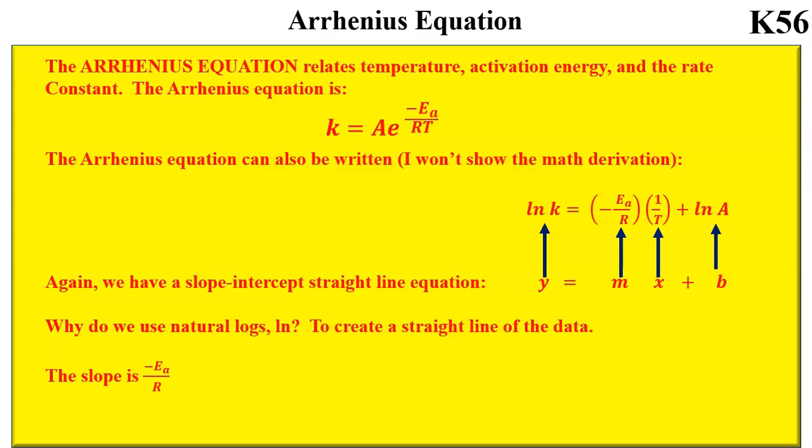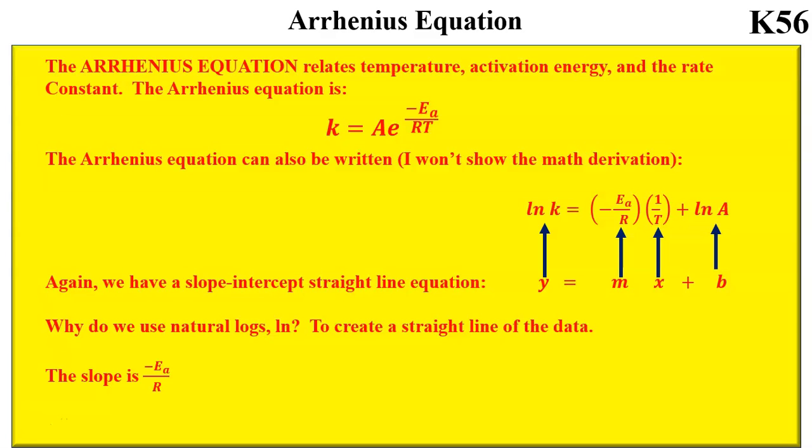The Arrhenius equation can also be written, and you don't need to understand the math again, just understand that this was derived for you. And there you see it. It's natural log of K equals negative EA, activation energy, over R, the gas constant, times 1 over the temperature, plus the natural log of, excuse me, not the concentration A, take that back, of the frequency factor A.